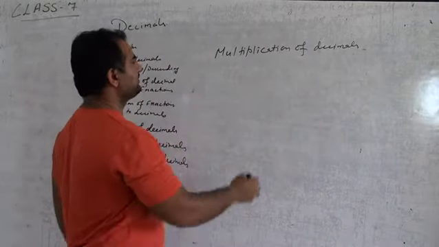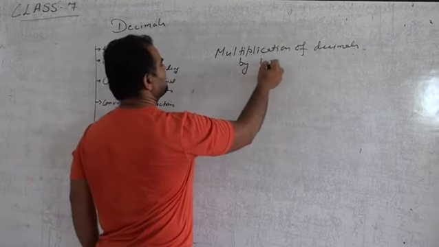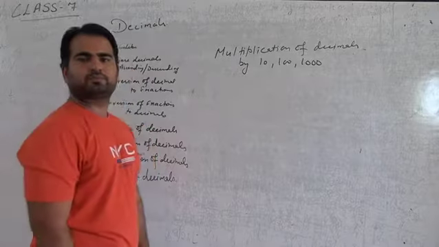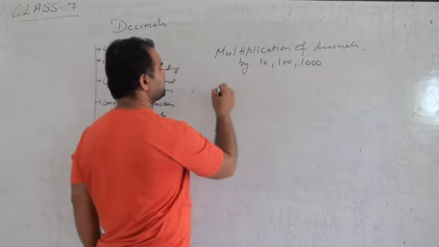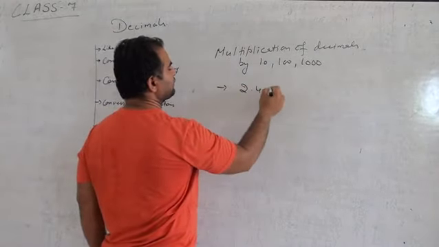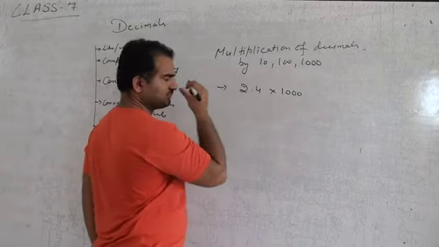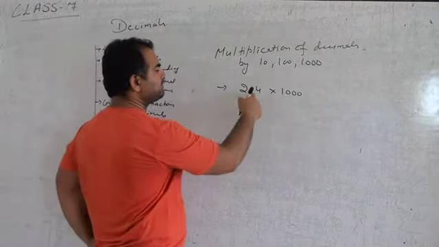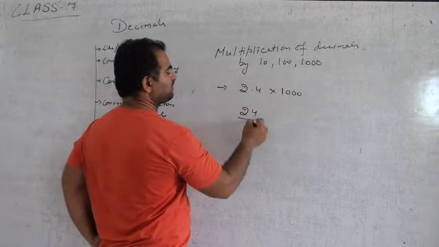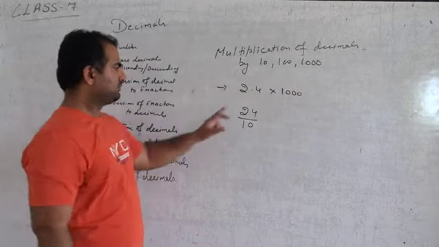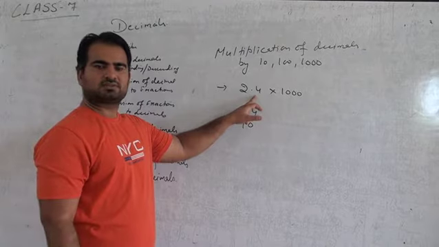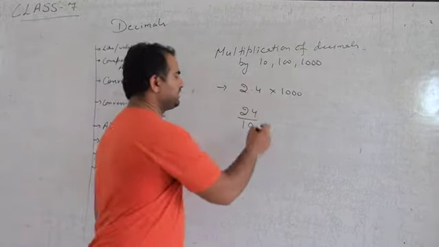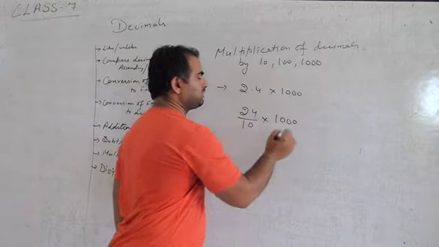Multiplication of decimal by 10, 100 or 1000. Done? Okay, what we have to do is, first of all, multiply 2.4 by 1000. So what we can do is just remove the decimal. You know how to remove the decimal? After the decimal there is only 1 digit, then we have to write 10. Okay, it is multiplied by 1000.